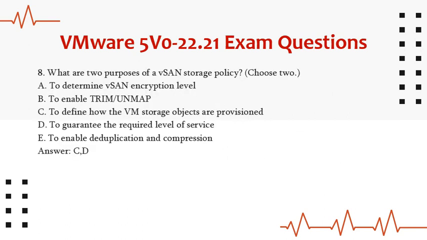8. What are two purposes of a vSAN storage policy? Choose 2. A. To determine vSAN encryption level. B. To enable TRIM/UNMAP. C. To define how the VM storage objects are provisioned. D. To guarantee the required level of service. E. To enable deduplication and compression. Answer: C, D.